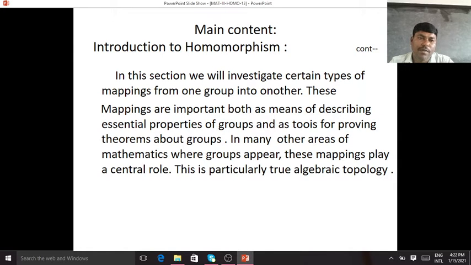Introduction to homomorphism. In this section, we will investigate certain types of mappings from one group into another. These mappings are important both as means of describing essential properties of groups and as tools for proving theorems about groups. In many other areas of mathematics where groups appear, these mappings play a central role. This is particularly true in algebraic topology.